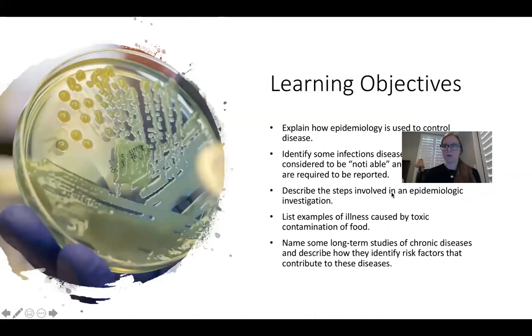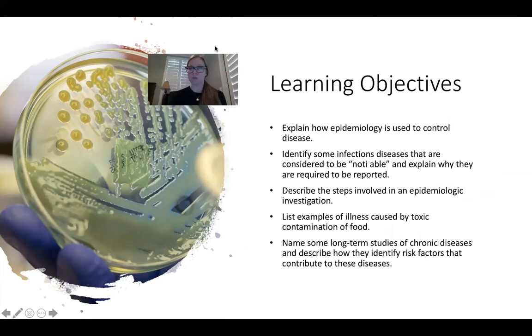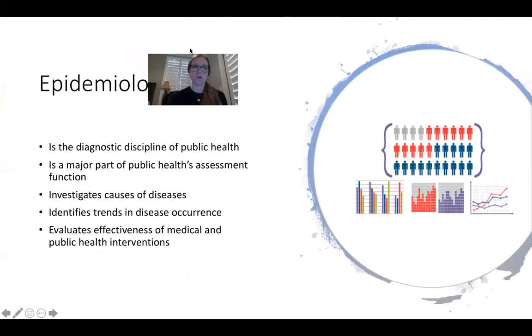Okay, so objectives for this chapter, we're going to explain how epidemiology is used to control disease, identify some infectious diseases that are considered to be notifiable, and explain why they need to be required to be reported, steps involved in epidemiological investigations, list examples of illnesses caused by toxic contaminations of food, long-term studies of chronic diseases, and how the effect of risk factors can contribute to these diseases. Okay, so big chapter.